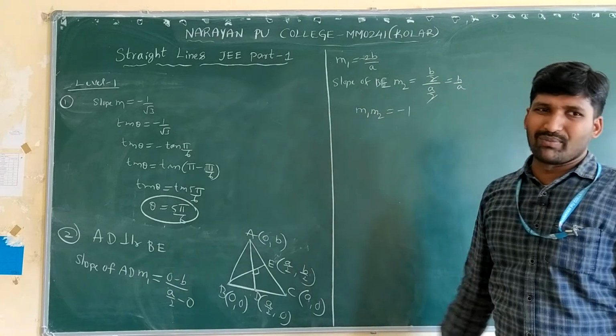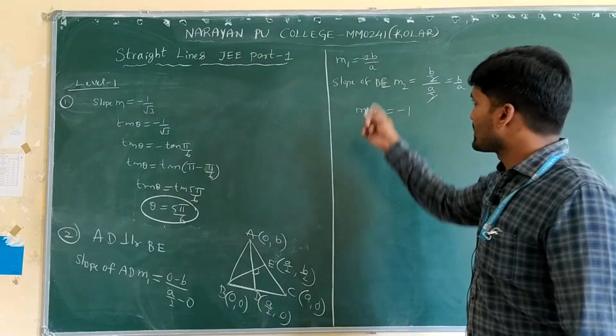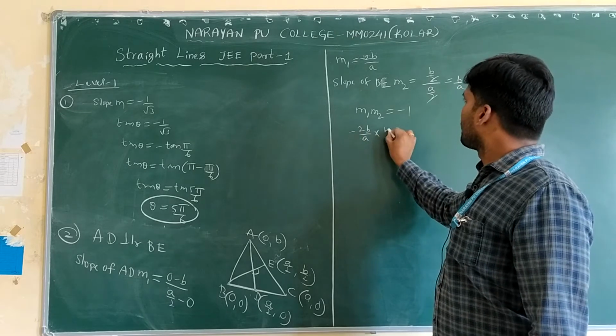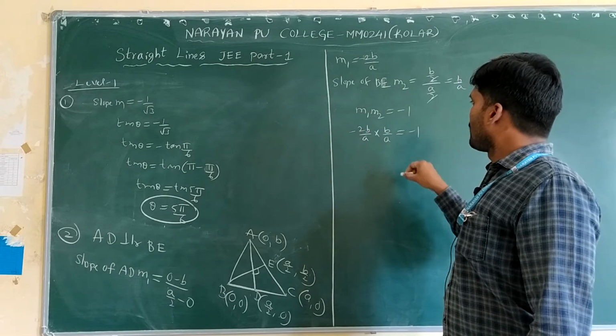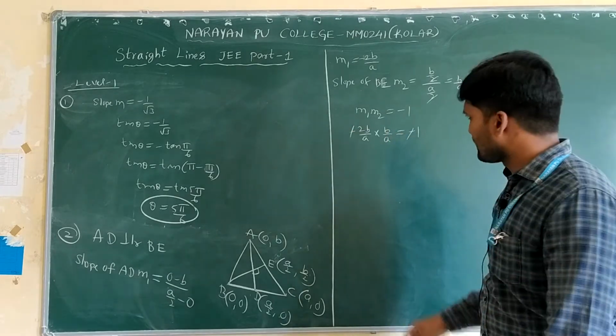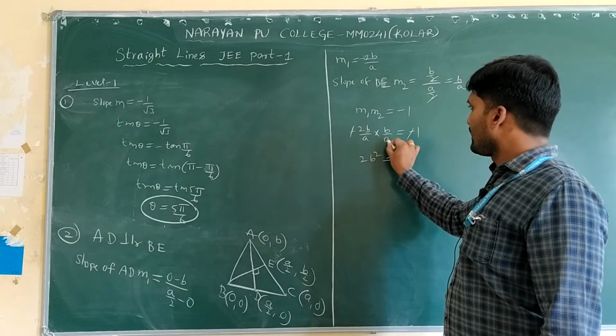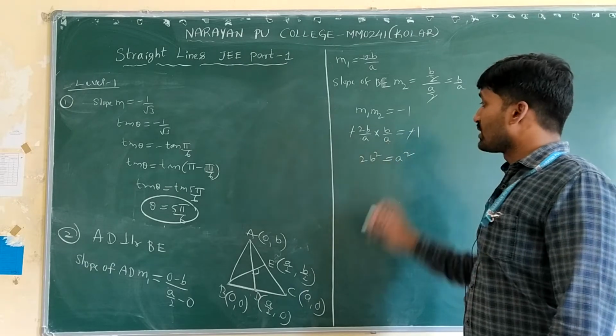Here we know the condition: product of slopes equal to -1, M1 into M2 equal to -1. M1 is minus 2B by A into B by A is equal to -1. Minus minus gets cancelled. Here 2B into B is 2B square. A into A is A square, cross multiply, equal to A square.